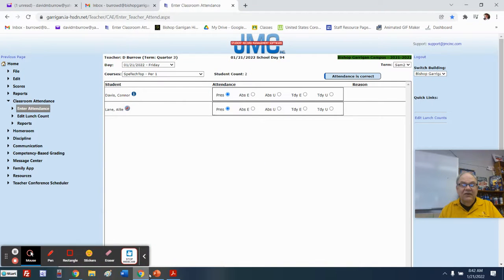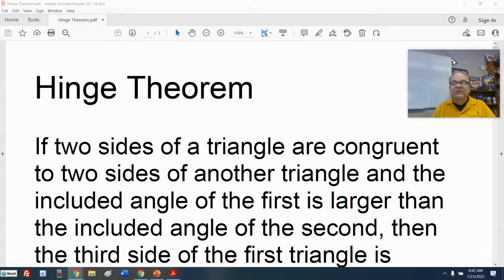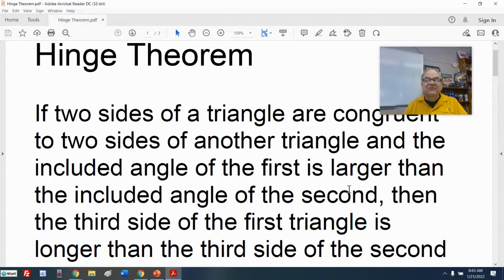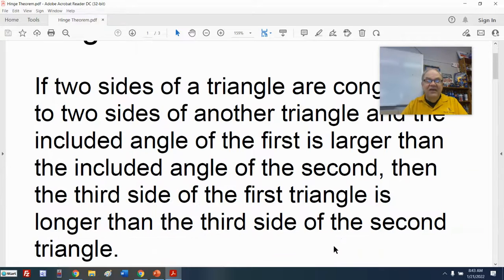There's one other thing that we're doing in this chapter, and I'm going to go over to another app to show this to you. The last section of the chapter talks about what's called the Hinge Theorem, which sounds kind of complicated, but really it's not. What it says is if two sides of a triangle are congruent to two sides of another triangle and the included angle of the first is larger than the included angle of the second, then the third side has to be longer than the third side of the second triangle.